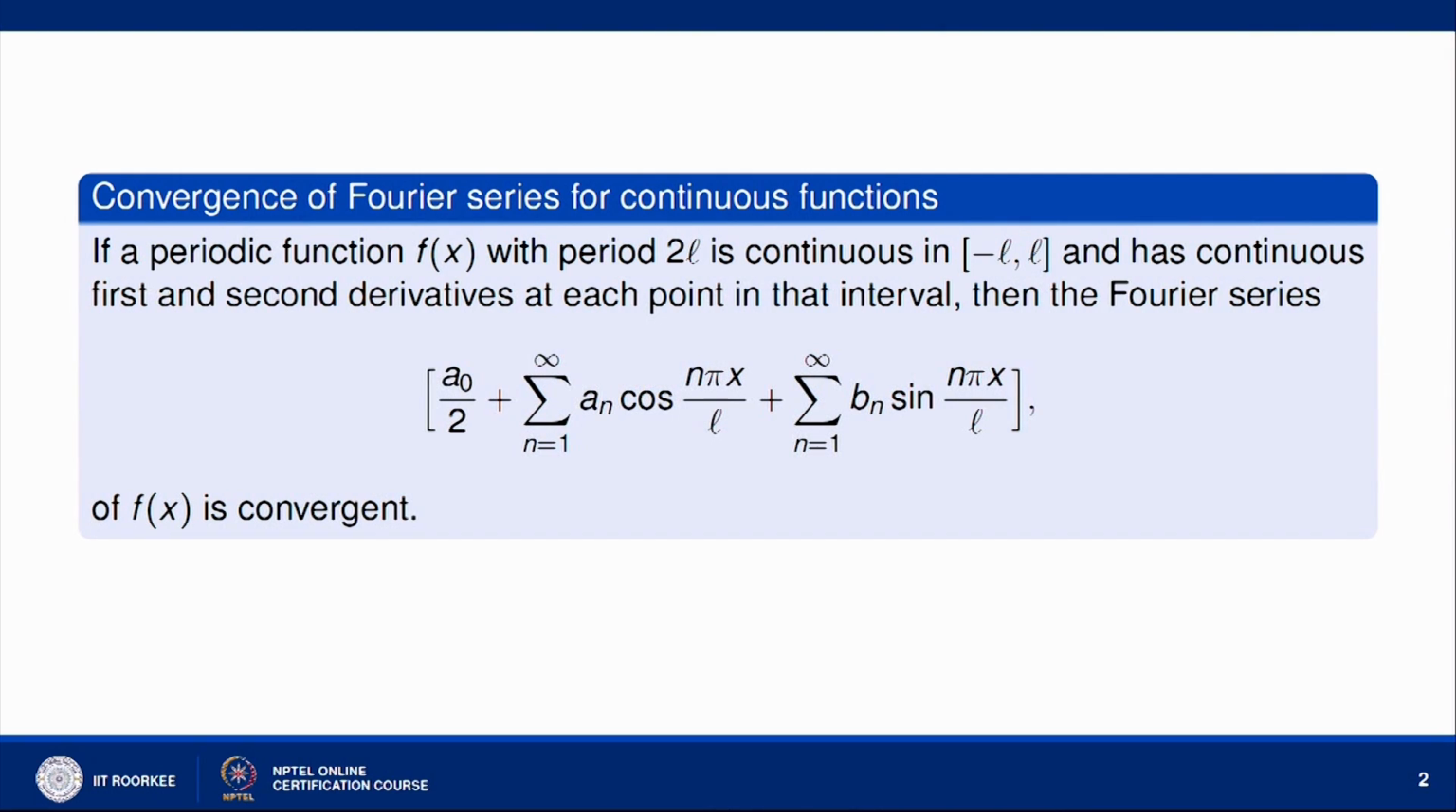If a periodic function f(x) with period 2L is continuous in the interval minus L to plus L and has continuous first and second derivatives at each point in that interval, then the Fourier series which we have already discussed, a0 by 2 plus summation a n cos n pi x by L plus summation b n sin n pi x by L, of f(x) is convergent. So, what is the proof? We can see the proof.